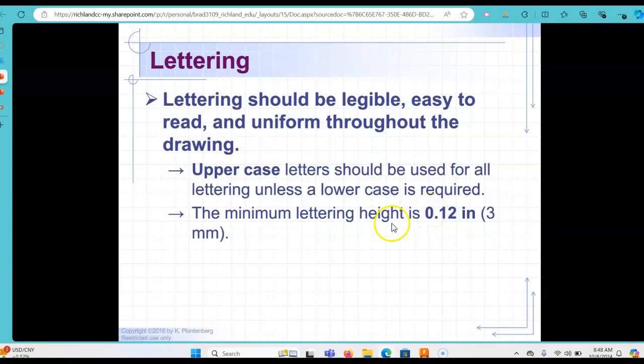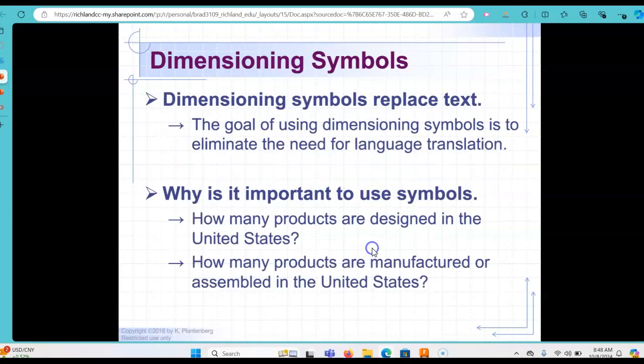Of course, the height of the lettering is going to depend on making sure that it is legible to those who are looking at and reading the print. Okay, so we have several different types of symbols used. The goal is to use symbols and eliminate language translation.